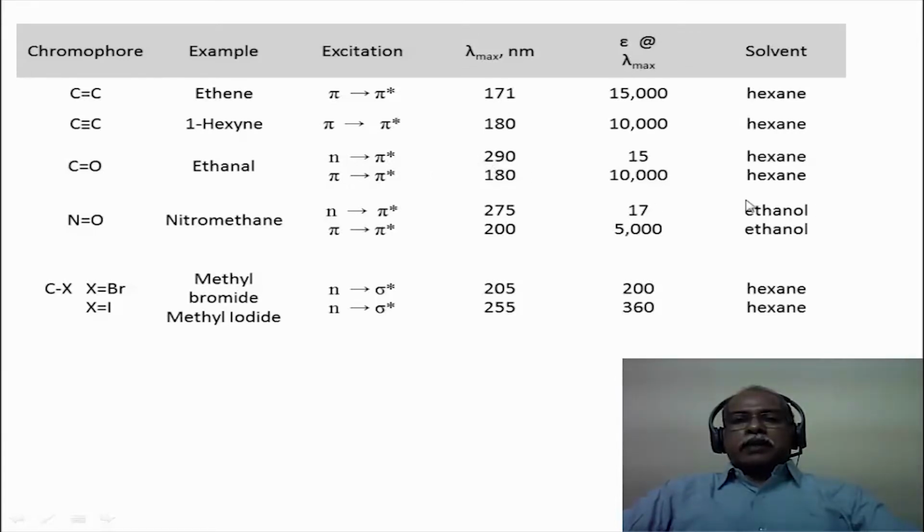The n to pi star, being a forbidden transition, has a very low extinction coefficient. The pi to pi star, being an allowed transition, has 10 to the power 4 extinction coefficient. All the spectra up to now are measured in hexane. Nitromethane, for example, has N double bond O, so a pi to pi star transition is possible for the N double bond O. It also has a lone pair of electrons on the oxygen, so it is possible to excite the lone pair of electrons from the oxygen to the pi star level. The pi to pi star transition occurs at 200 nanometers, whereas the n to pi star transition occurs at 275 nanometers.